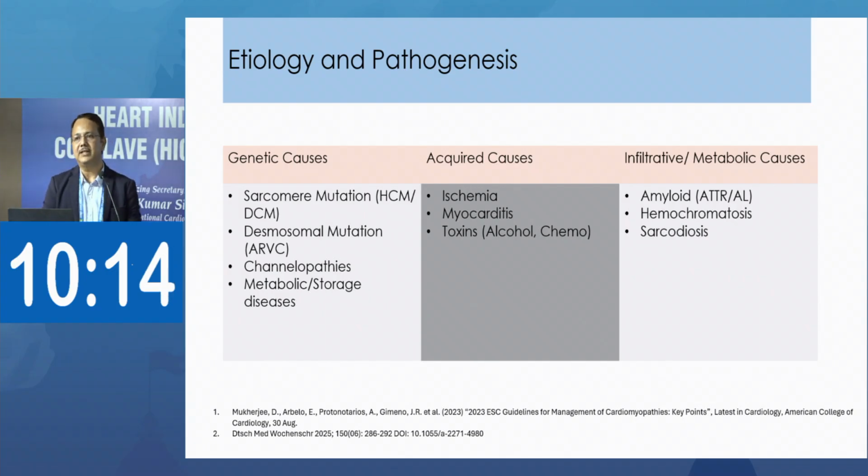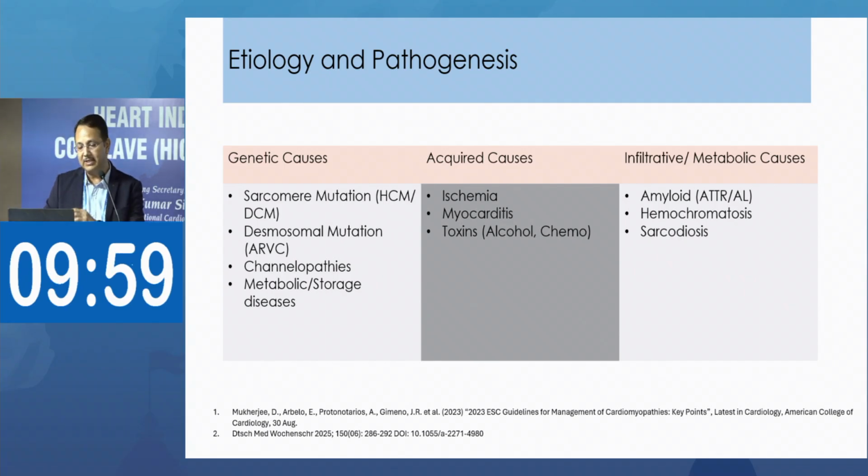And coming to the etiology and pathogenesis, there are genetic causes that could involve sarcomere mutation. About 50% of hypertrophic cardiomyopathy is Mendelian autosomal dominant type, but polygenic is also there. In ARVC, there are desmosomal mutations, channelopathy, and many storage diseases. And coming to acquired causes, they involve ischemic, myocarditis, toxin, and infiltratives.